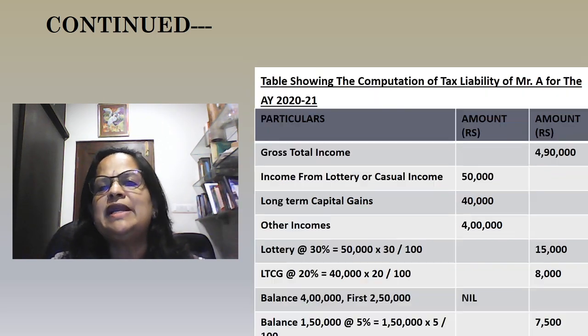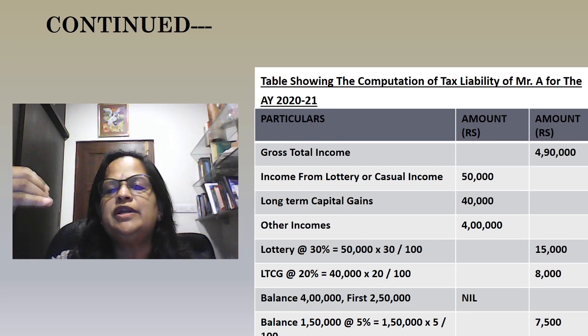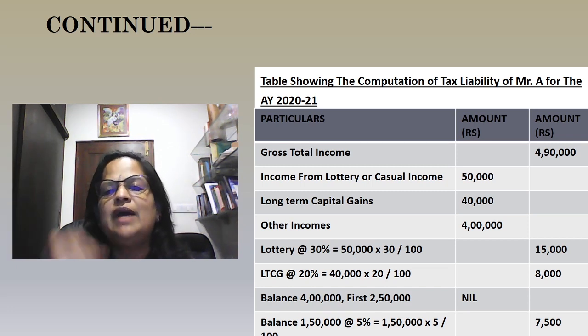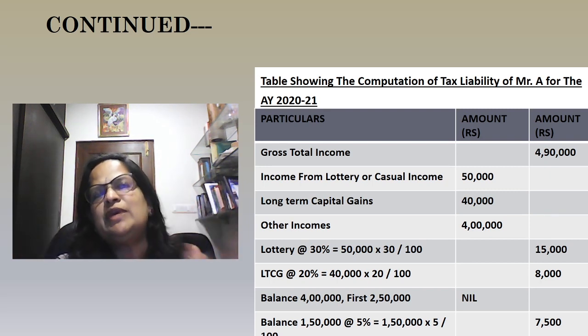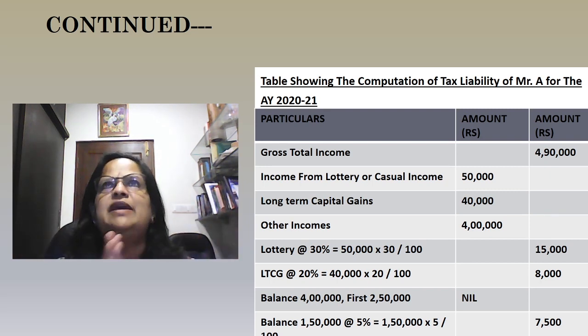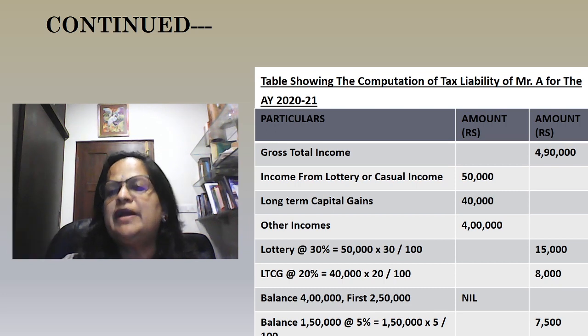Now here special rates are there, so we have to calculate accordingly. Gross total income is 4,90,000. Income from lottery or casual income is 50,000. Long-term capital gain is 40,000. Other incomes 4 lakhs. You are segregating which items get special tax rates and the remaining amount. Now lottery you are paying 30%, so 50,000 into 30 by 100, 15,000 is the tax liability. Long-term capital gain is 20%.